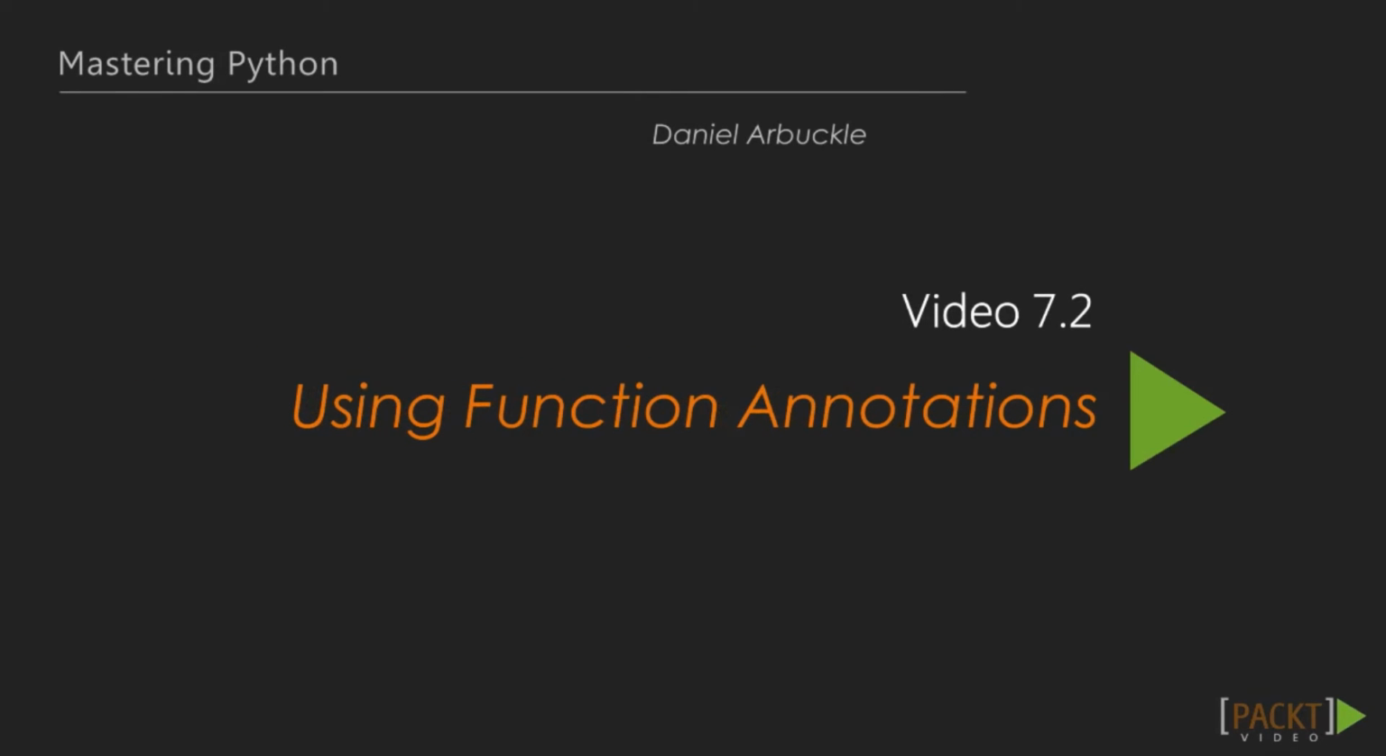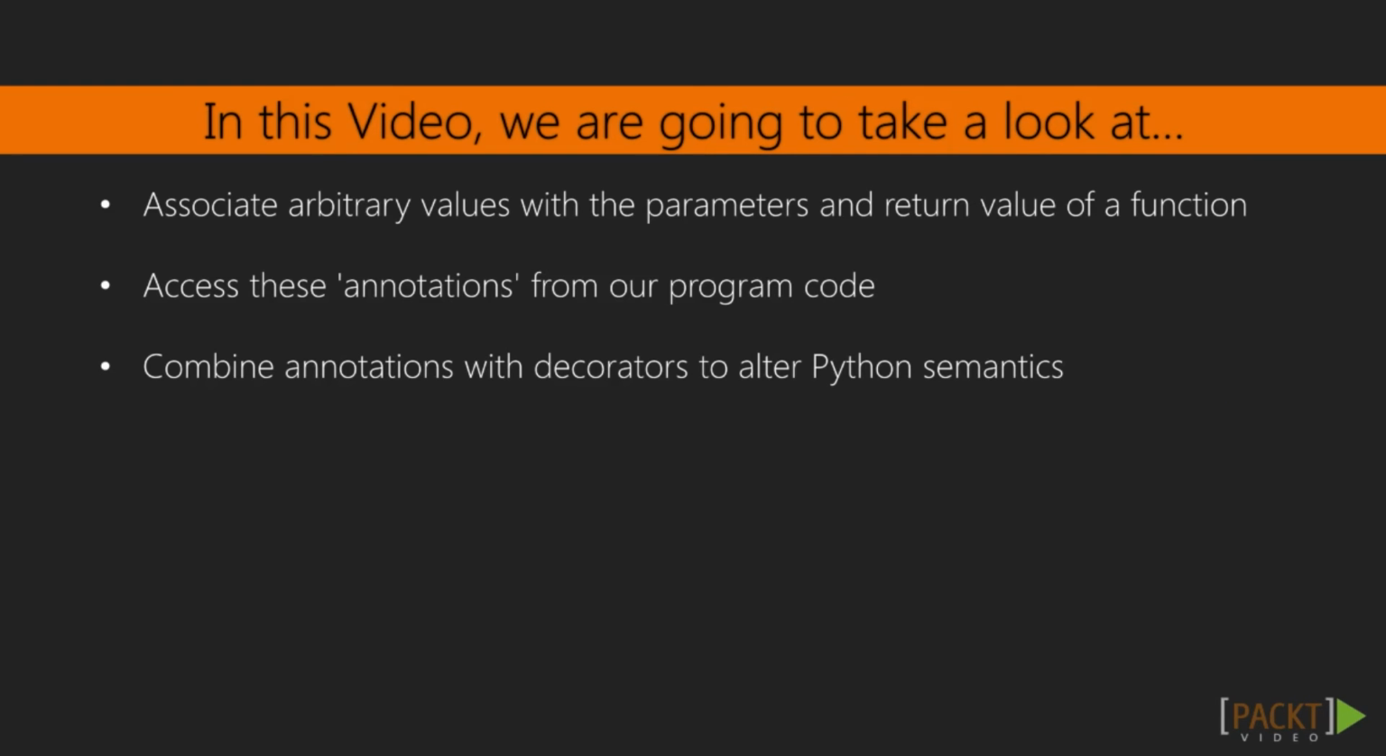7.2, using function annotations. Function annotations allow us to associate arbitrary values with the parameters and return value of a function. We can access these annotations from program code by combining annotations with decorators or other code that accesses the annotation programmatically, and we're going to see how to combine annotations with decorators to alter Python semantics.